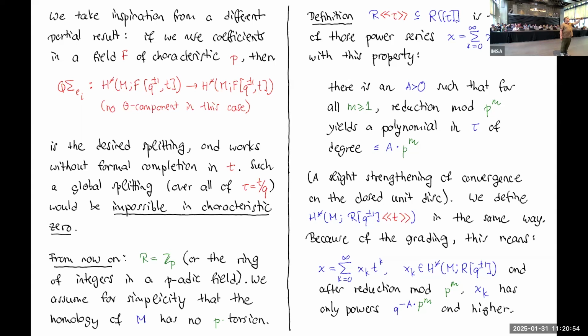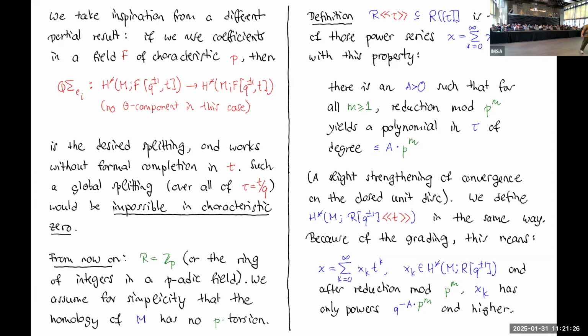If you take this power series and you reduce it mod p to the m, so you reduce all coefficients mod p to the m, then you get a polynomial in tau of a specified degree, which is p to the m, where p is our prime under consideration, times some constant. And that constant depends on x, but it's the same for all m. So basically, if you reduce the power series mod p to the m, it is a polynomial for every m. And moreover, you have a very mild bound on what the degree of the polynomial is.